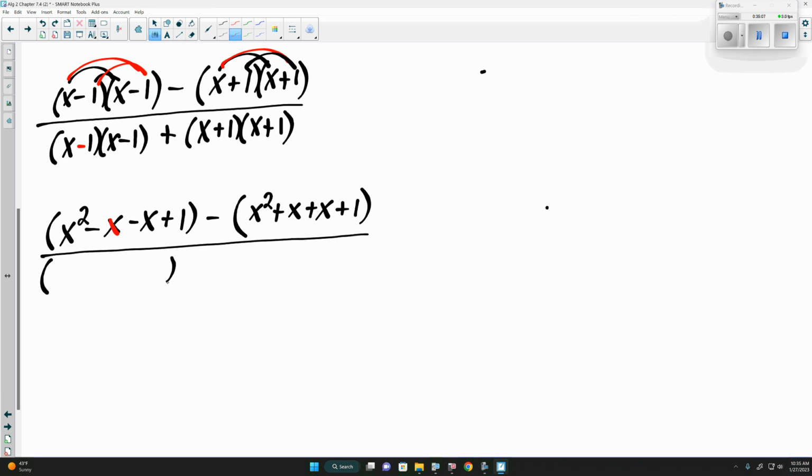Now, the next one we're doing is x minus 1 times x minus 1, yes? Haven't we already done that? Yeah. So it's going to be x squared minus x.